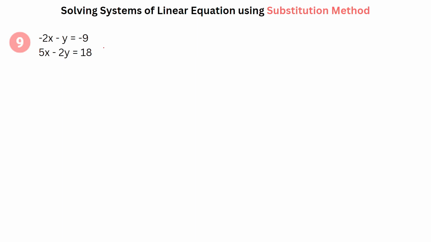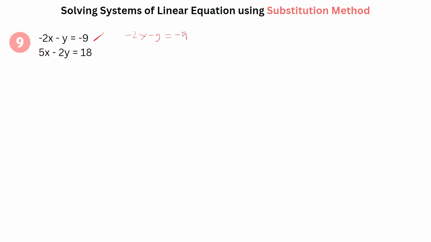Okay, we're down to our last two examples. Next one is negative 2x minus y equals negative 9, and then 5x minus 2y equals 18. So actually, as you can see, on the first equation, there is a variable with a coefficient of 1. I mean, it's easier to separate, right? So I'll just copy. So negative 2x minus y is equal to negative 9.